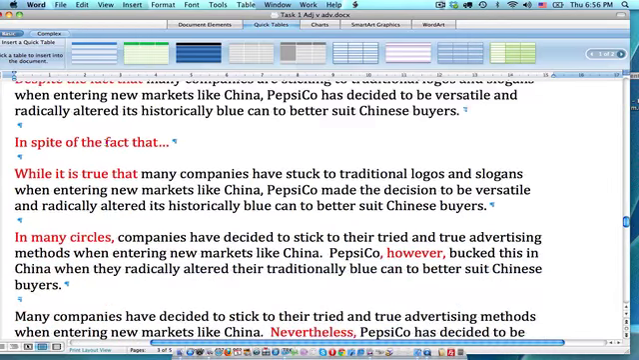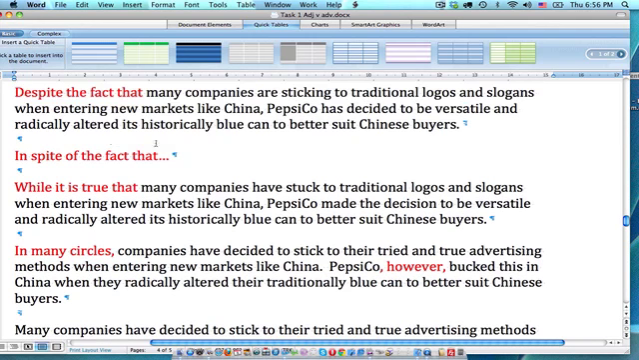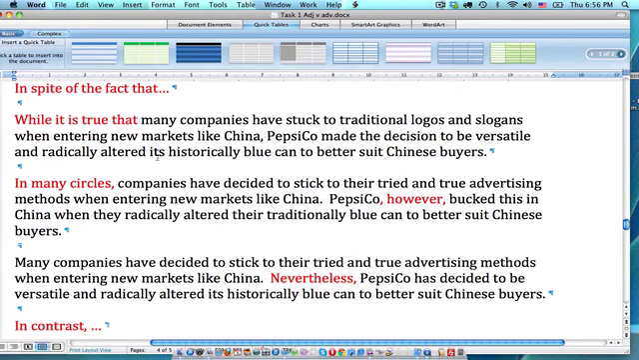Despite the fact that many companies are sticking to traditional logos and slogans when entering new markets like China, comma, PepsiCo has decided to be versatile and radically altered its historically blue can to better suit Chinese buyers. And I'll probably stick in your "has." Despite the fact that, so here we're contrasting things. So despite the fact that company ABC is doing this, PepsiCo is doing this. And don't forget the important commas in here. Now, "despite the fact that" could be replaced with "in spite of the fact that."